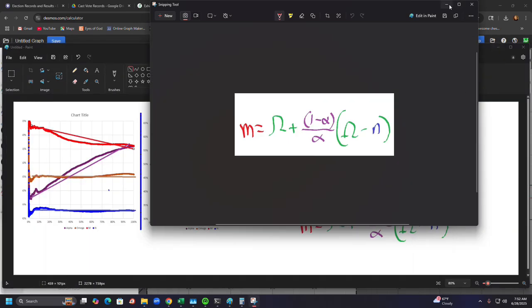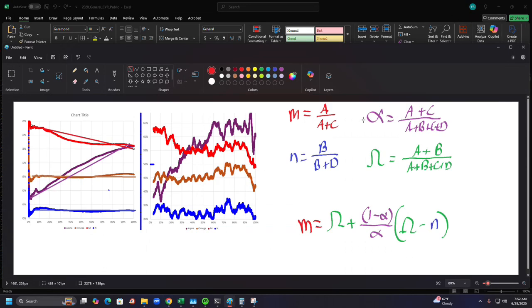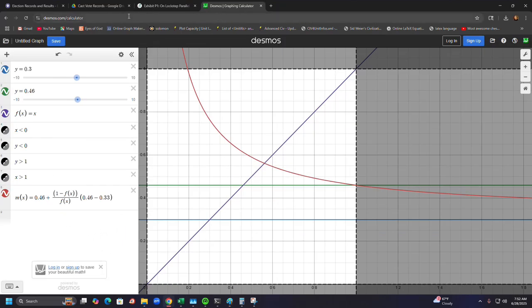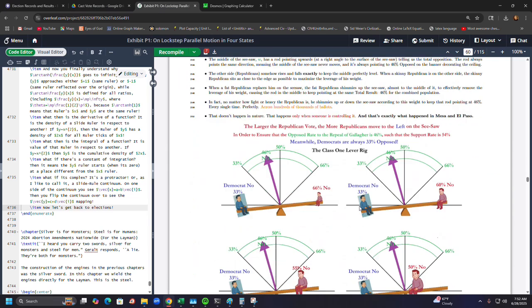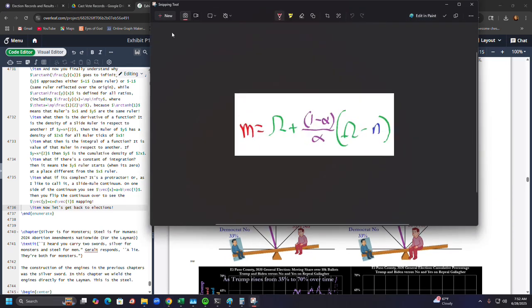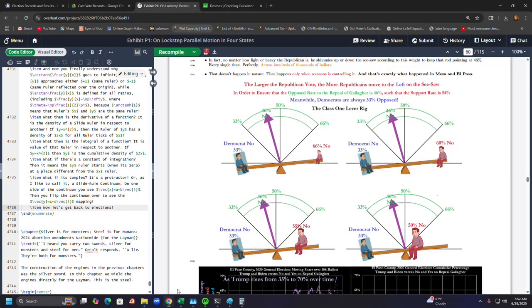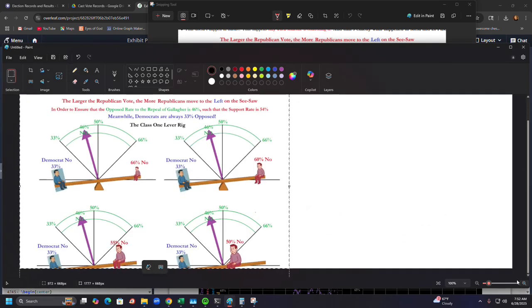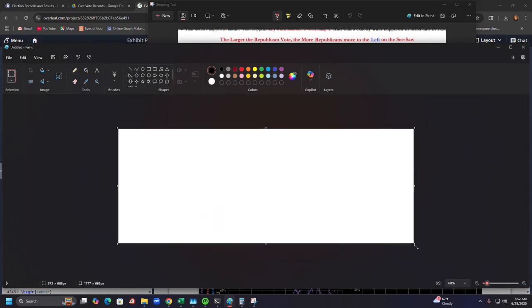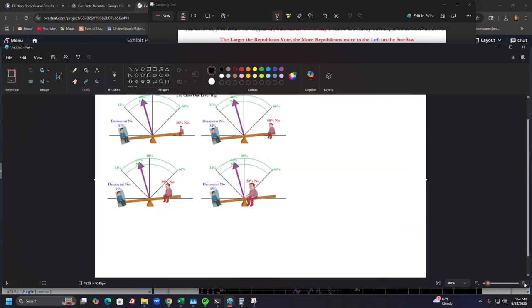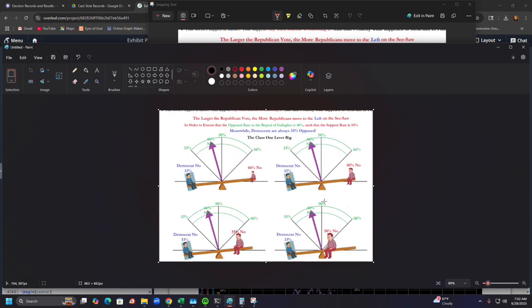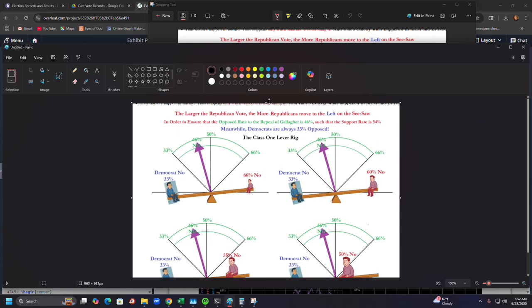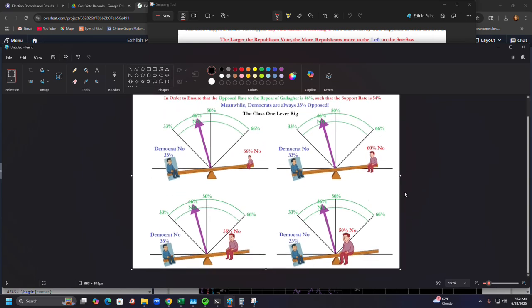The way I explain this to the layman is with the seesaw diagram, which I believe you've seen. And the way the seesaw diagram works is the larger the Republican vote, the more the Republicans move to the left on a ballot proposition, which makes absolutely no sense, okay? You won't find that in most states of the Union. Usually how Democrats and Republicans vote, it stays exactly the same throughout the entire election, as you would expect, okay?